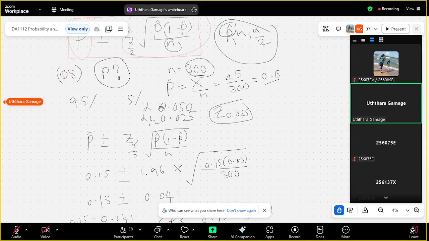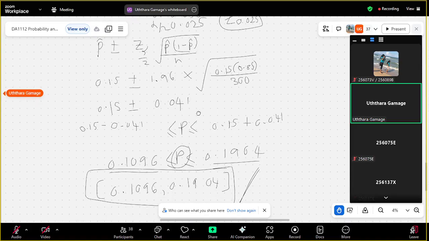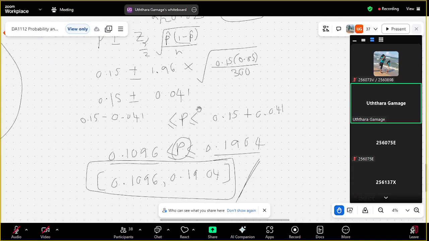Keep in mind that this is what we need to estimate using this, right? We need to estimate the range for this using this, right? Sample proportion. Estimate population proportion using sample proportion.